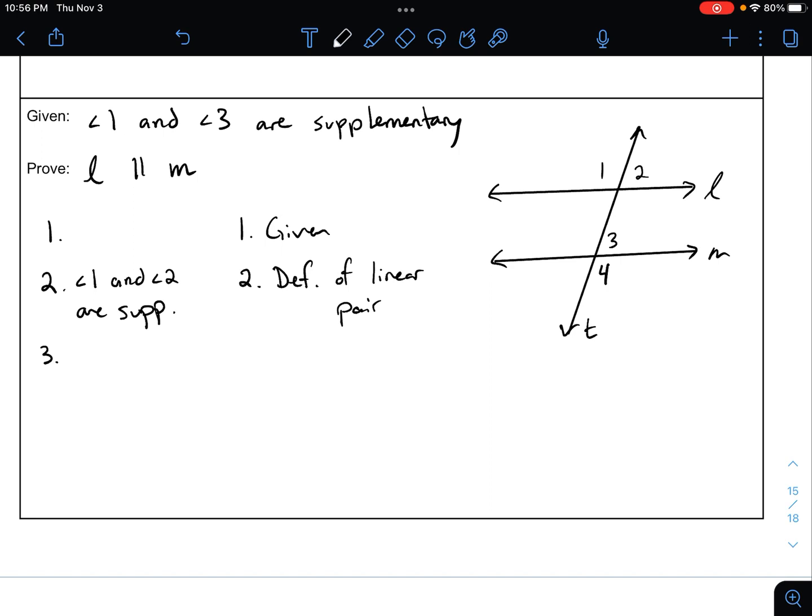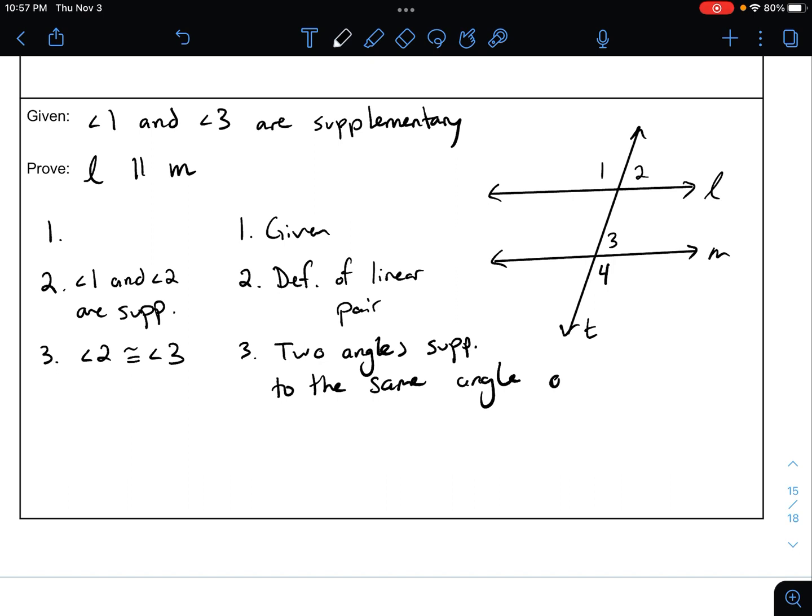The reason why is because in step 3, since 1 and 2 are supplementary and 1 and 3 are supplementary, it's almost like the transitive property with supplementary angles, right? We talked about that a little bit earlier, right? Since 2 and 3 are both supplementary to angle 1, we know that angles 2 and 3 must be congruent. So angle 2 has to be congruent to angle 3, and the reason is that two angles supplementary to the same angle must be congruent. So we know that angle 2 and angle 3 must be congruent to each other.